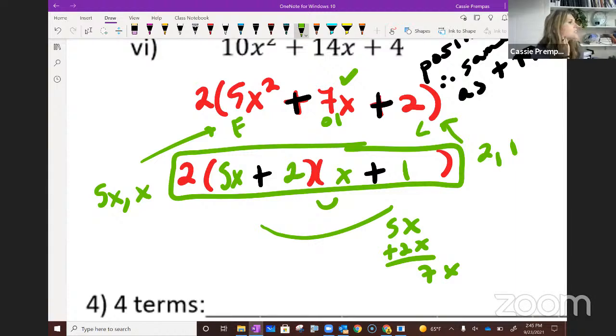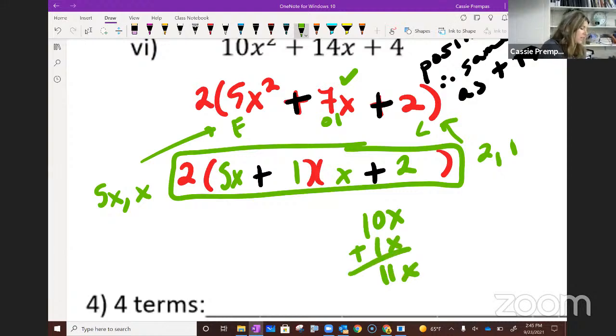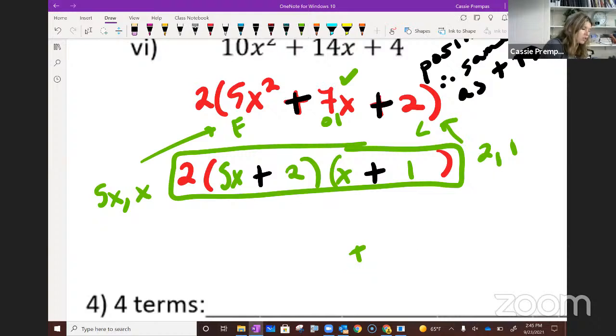All right, guys, let's bring it back up to the front. You should have 2 times quantity 5x plus 2 times x plus 1. Here's the thing. There is a lot of trial and error to this. So with my partner, we originally put a 1 here and a 2 here. And then I tried to add it and I got 10x plus 1x, which is 11x. And we said that's not even close to 7x. If it's not close, try rearranging the last 2 values. So then I put a 2 here and a 1 here and said, now let's try it. And it came out to be 5x plus 2x.